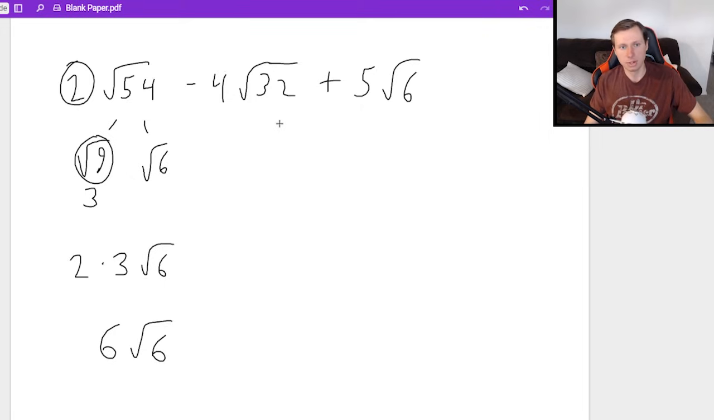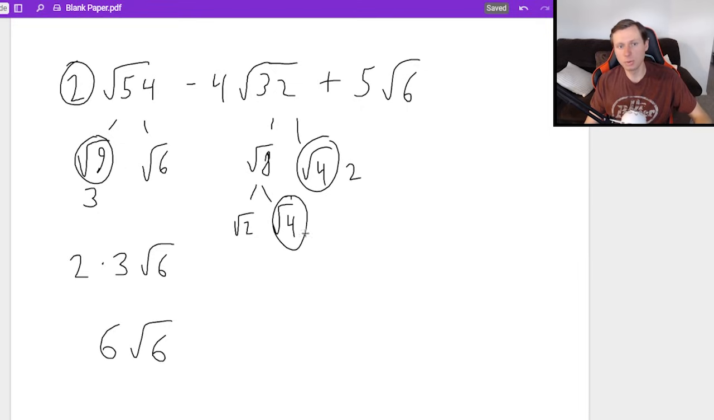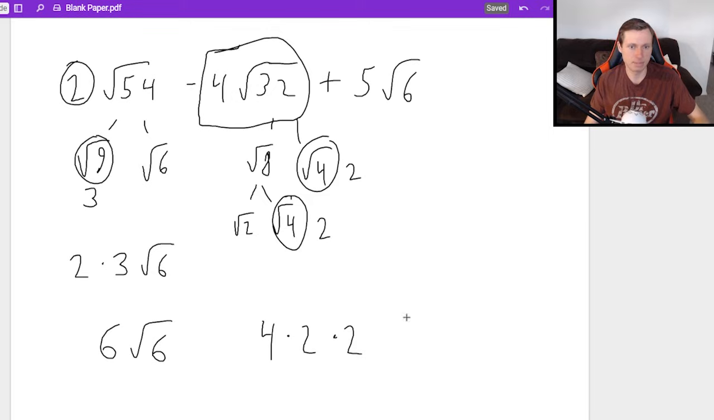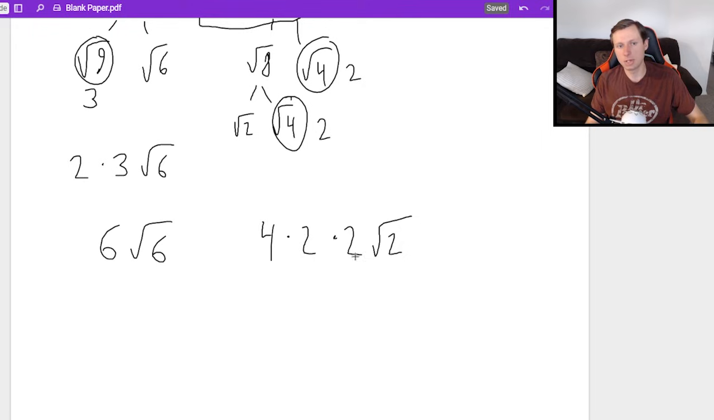Then root 32. Well, 32 is going to equal root 8 times root 4. Root 4 is a perfect square, that's 2. Root 8 can break up further into root 2 times root 4. Again, root 4 is a perfect square with 2. So now, when I simplify this one for 4 root 32, it's going to be that 4 from the original times 2 times another 2, because there's 2 2s right here we see. And then there's still that square root of 2 under the square root. 4 times 2 times 2 is 16, so it's 16 root 2. And don't forget, this is minus, so minus that.